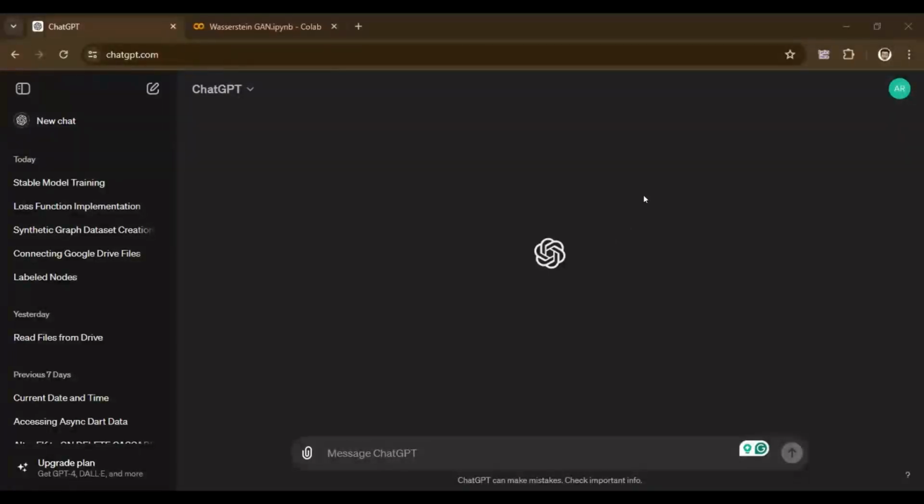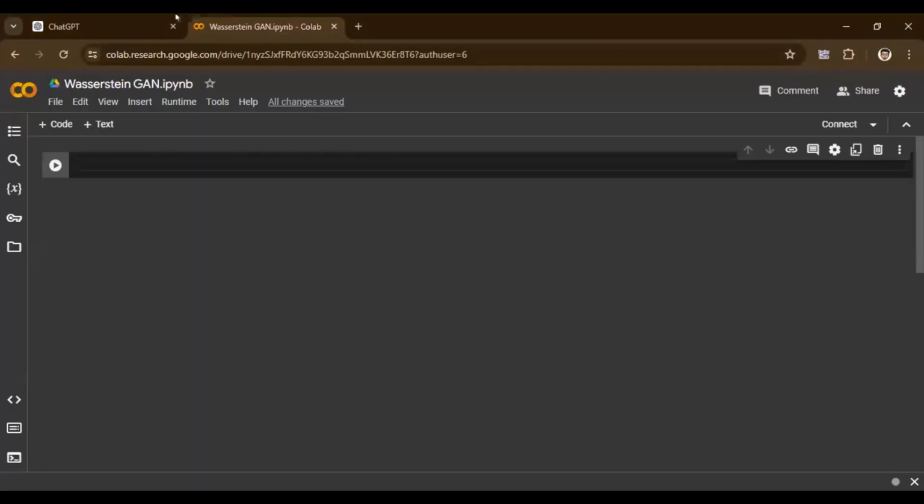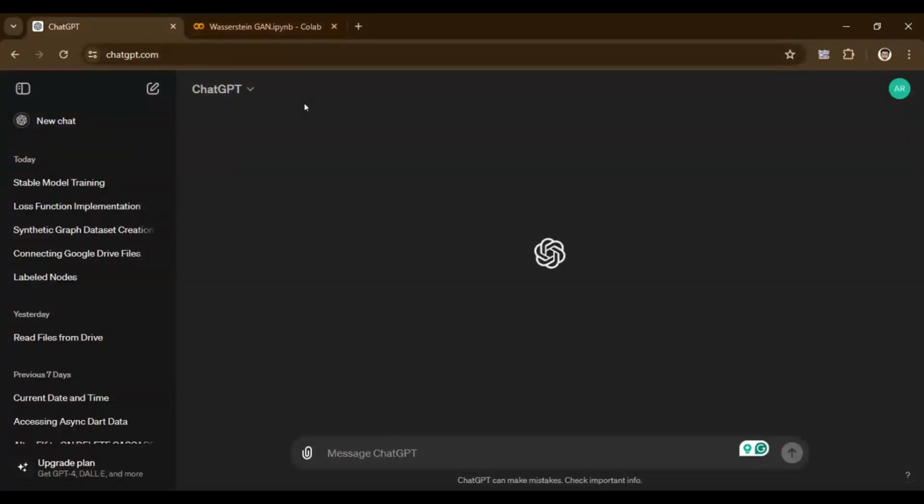Let me share my screen first. As usual, we will try to implement Wasserstein GAN using ChatGPT in Google Colab. If you already have your ChatGPT and Google Colab open, you can start prompting to recreate the WGAN.